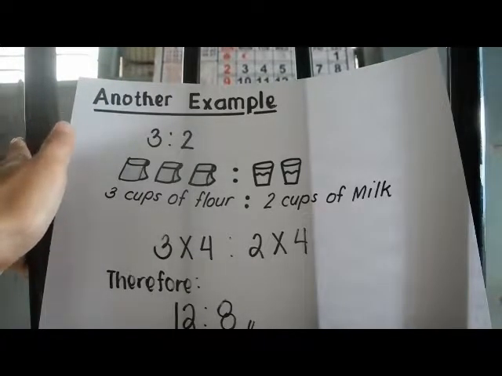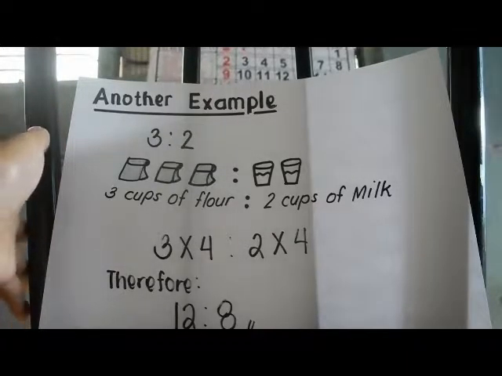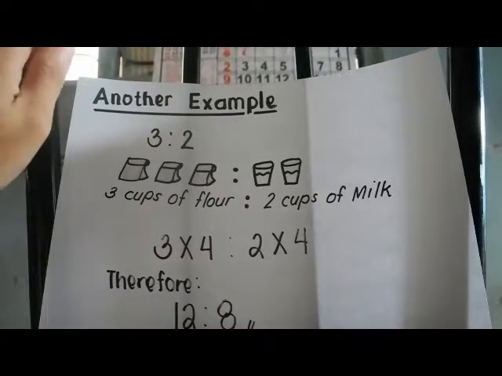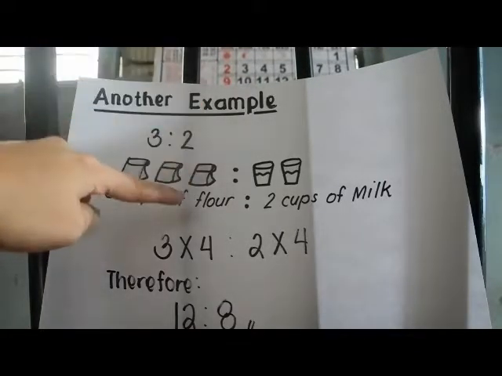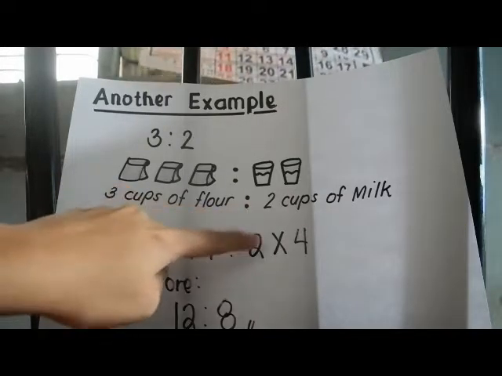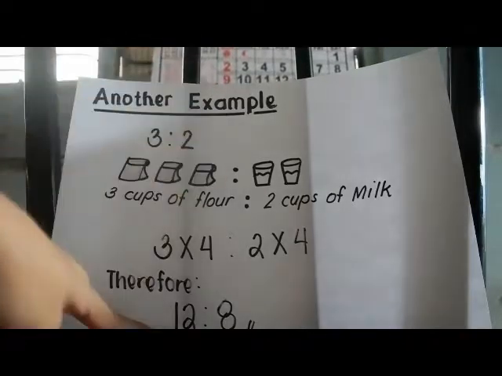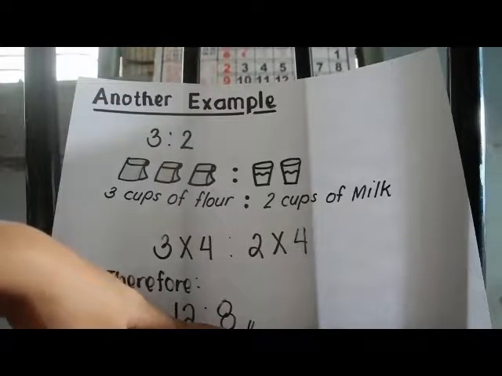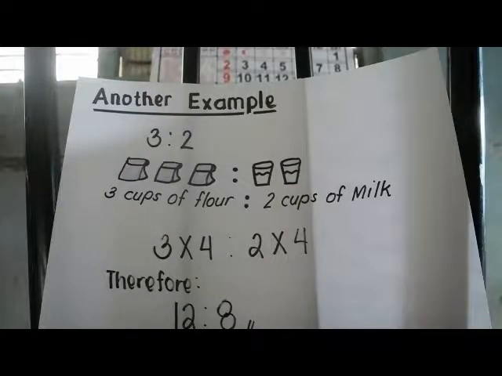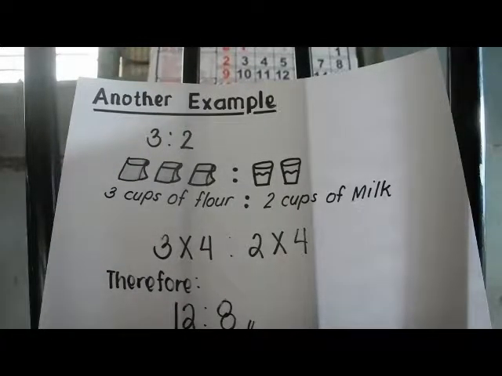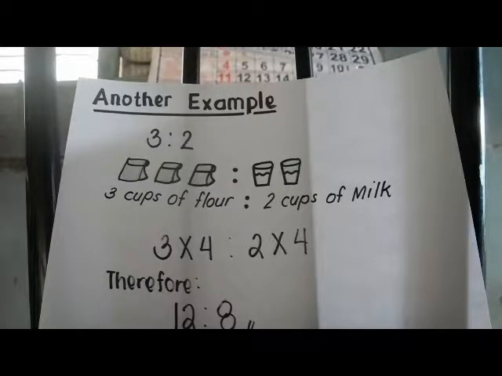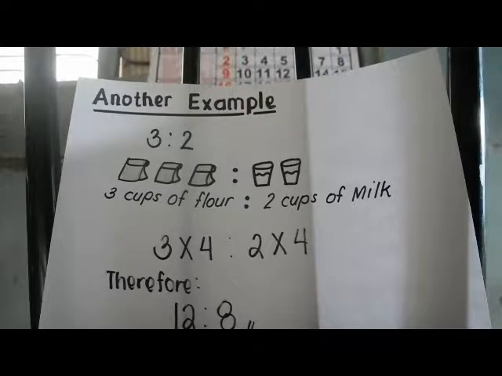And I have visitors, so I need to make more pancakes. To make a lot of pancakes, I think I need to multiply it by 4. So I multiply it by 4: 3 times 4 and 2 times 4. Therefore, I get 12 is to 8. In other words, 12 cups of flour and 8 cups of milk, the ratio is still the same. So the pancakes should be so yummy, and most of my visitors could eat them.